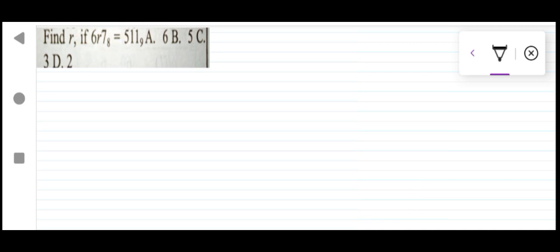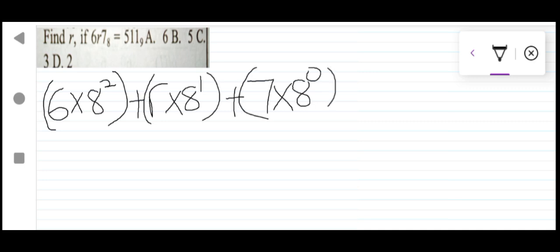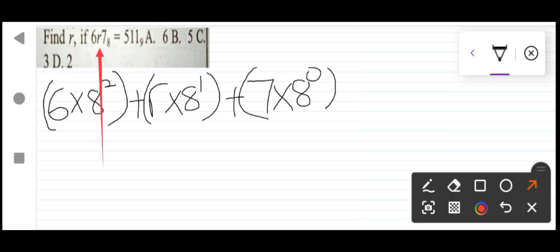So quickly, 6r7: multiply by the base 8, multiply by the base, and input the value for your power starting from 0, 1, and 2. So keep your brackets around it, then add up to avoid confusion. Keep your brackets and add up. So what we have just done is only for this left hand side in base 8.